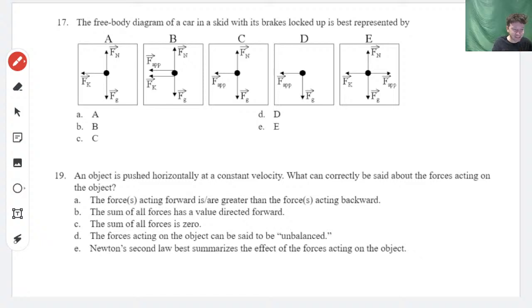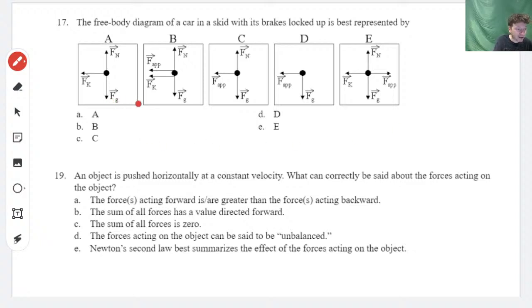Is best represented by. So a lot of students like to put an applied force on almost every free body diagram, but you don't necessarily need one. Even if you're moving forward, you can be moving forward with no force acting forward. Remember, your net force causes acceleration. So, in this case, you just have a car skidding.